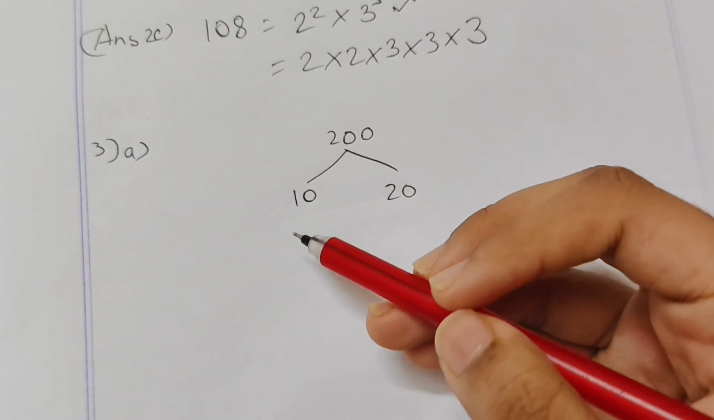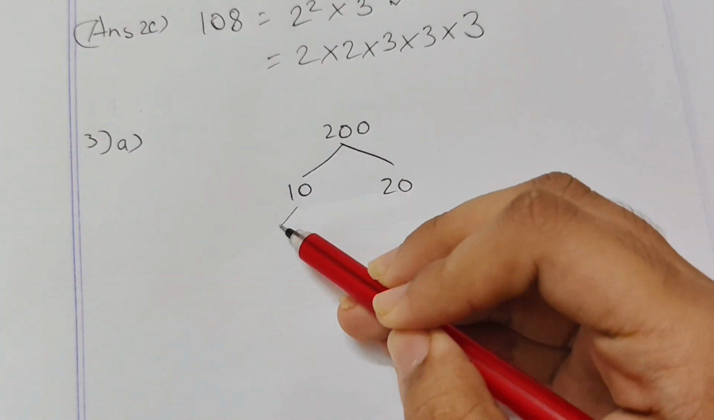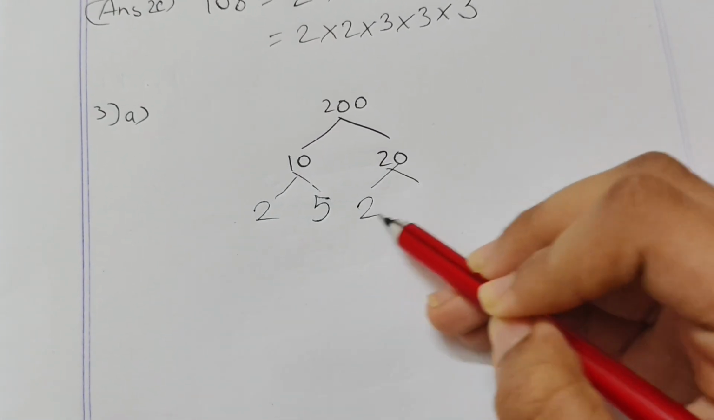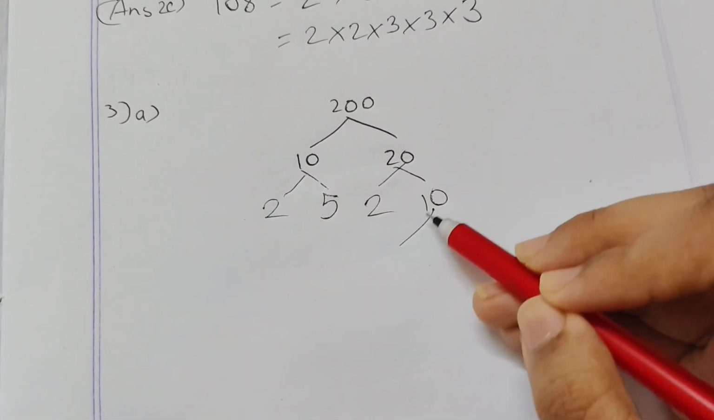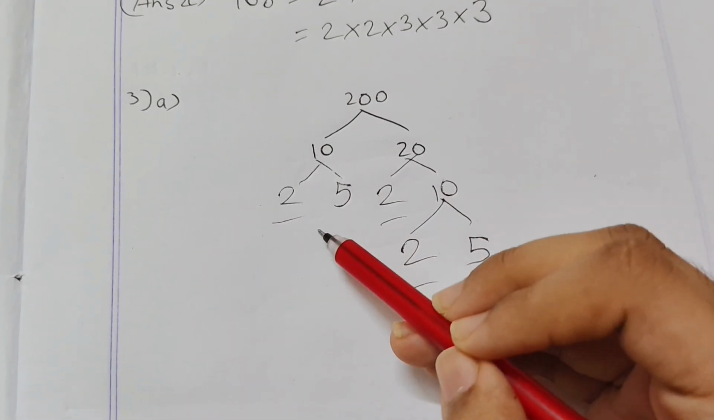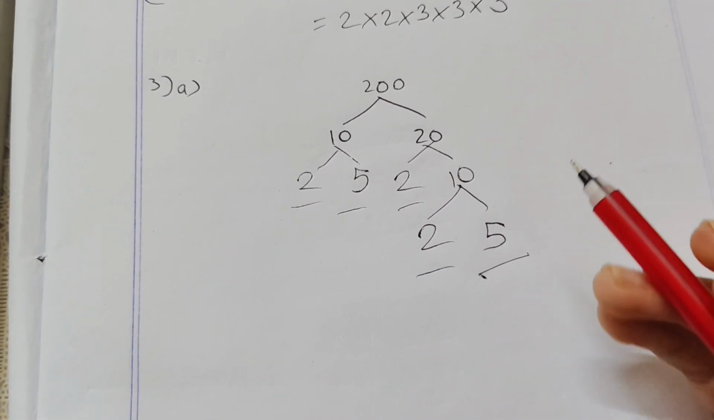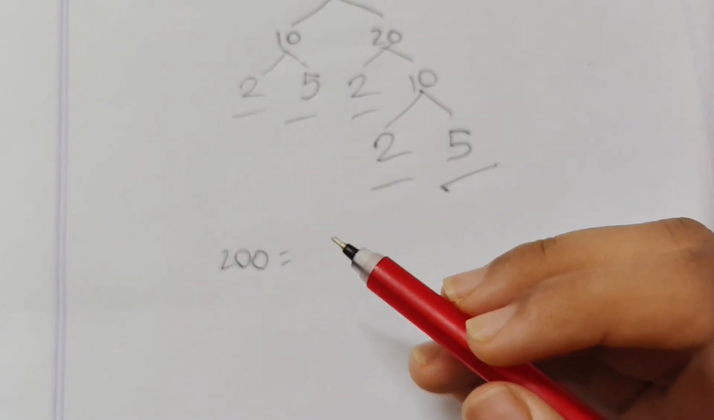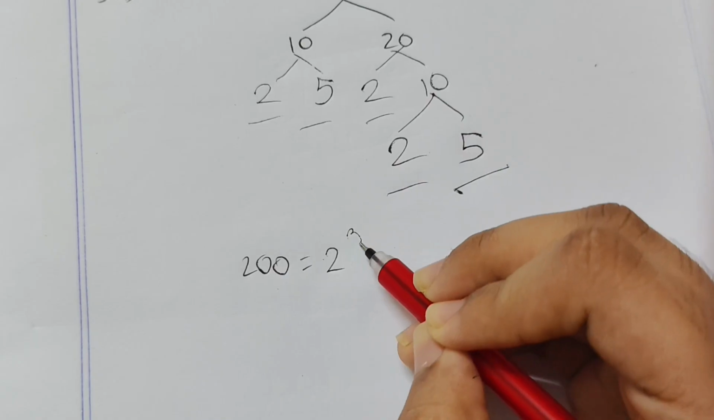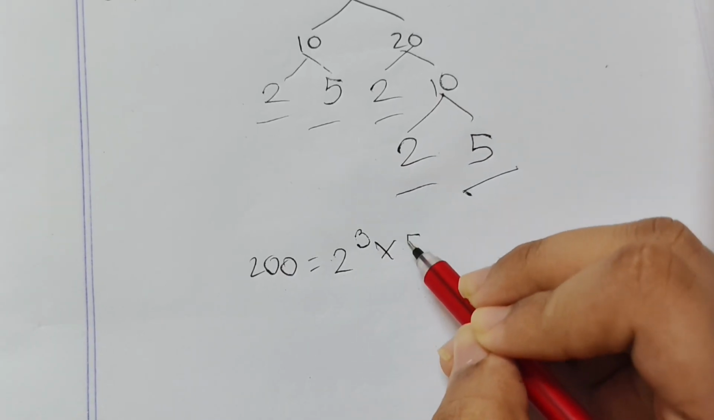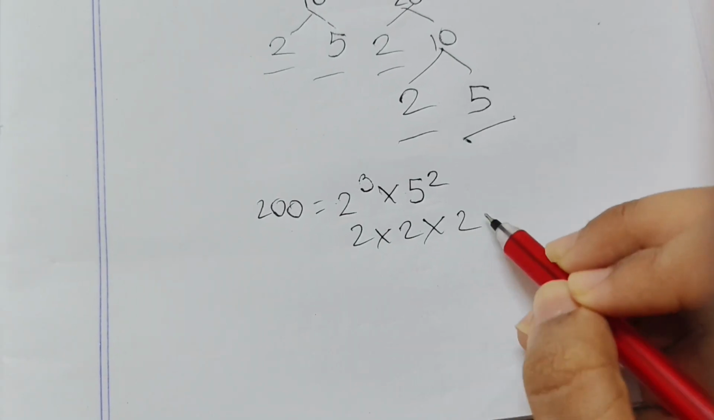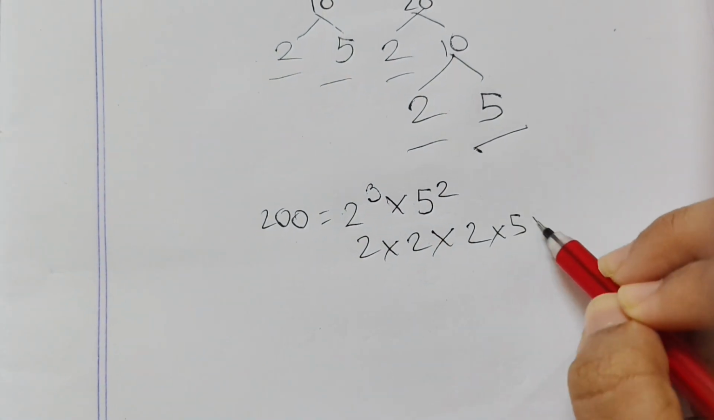For 3A, we can divide 10 and 20 by 2, which will give us 5 here, and here we will get 10 and do the same thing. So we get 3 2's and 2 5's. We can write 200 as a product of prime numbers as 2 cubed times 5 squared, or 2 times 2 times 2 times 5 times 5.